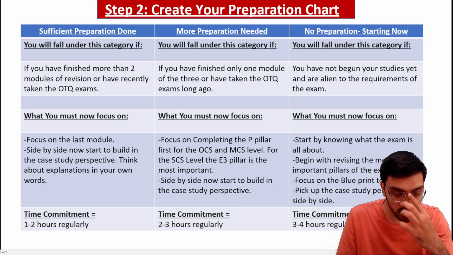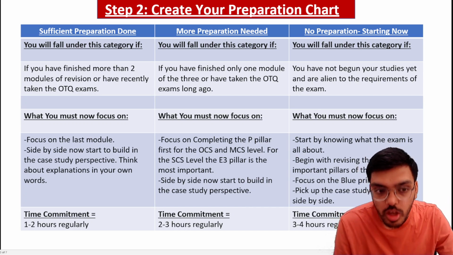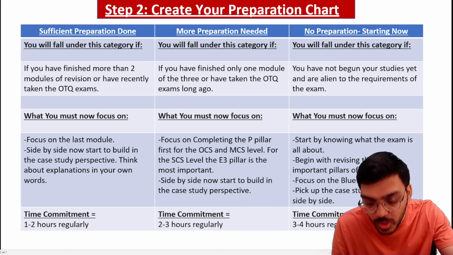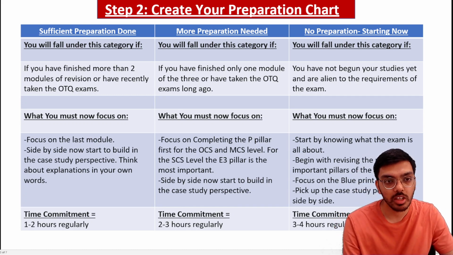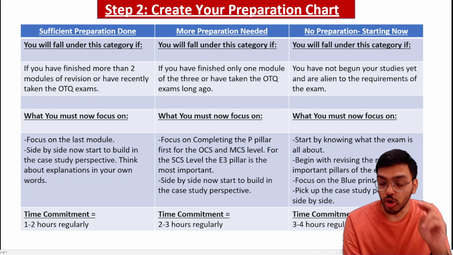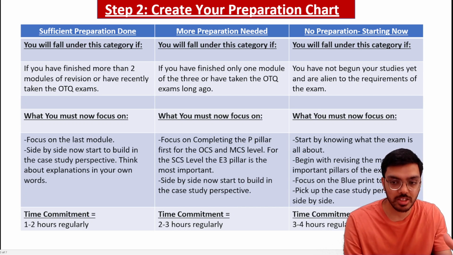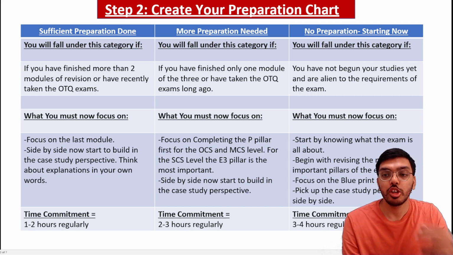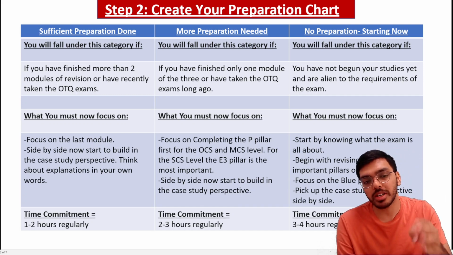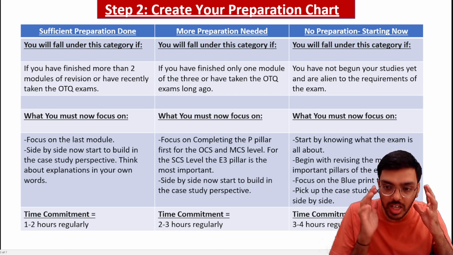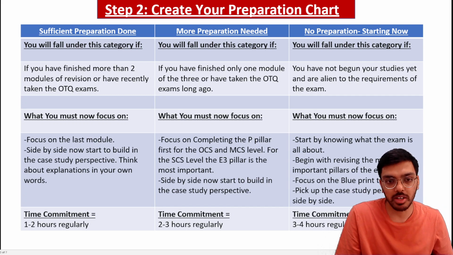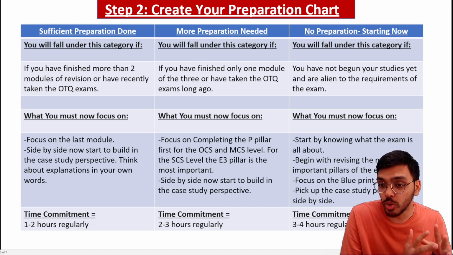Side by side, you must now start to build in the case study perspective, which means pick up pre-seen once it's available, obviously, and then eventually move to mock question writing. So if you're in the sufficient prep done category, your job is to focus and push and finish the last module. Side by side, start to build in the case study perspective. And for this, you'll have to give 1 to 2 hours regularly, depending on the student's commitment and attention time span. But 1.5 months before the exam, if you have only one module remaining, you're in the right zone, you're in the right place.